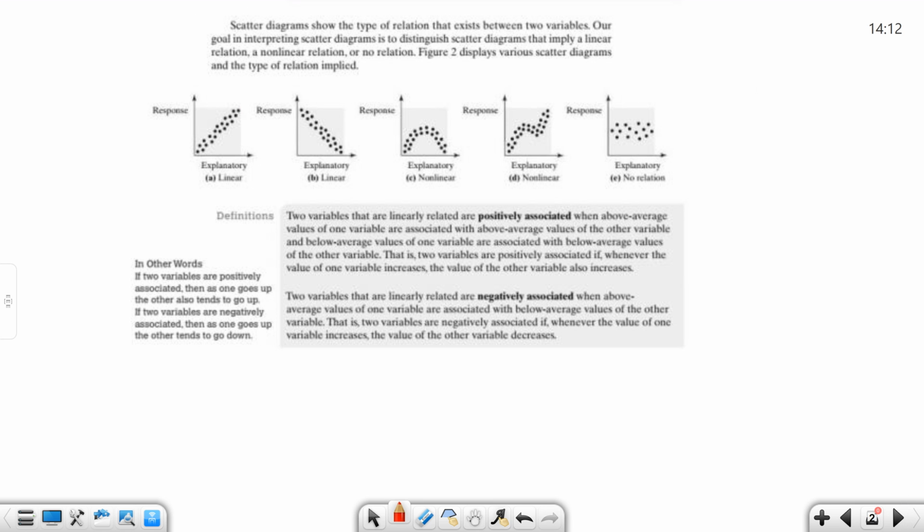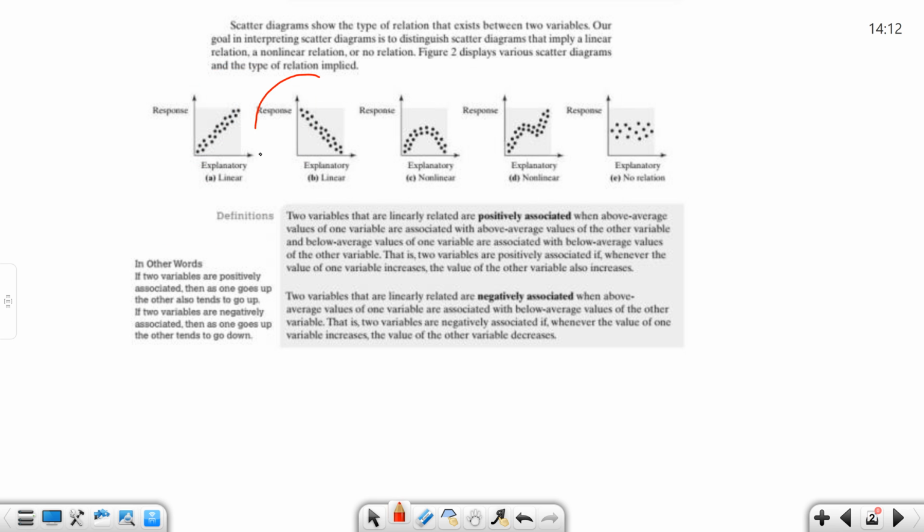Scatter diagrams show the type of relation that exists between two variables. Our goal in examining scatter diagrams is to distinguish scatter diagrams that imply a linear relation, a non-linear relation, or no relation. Figure 2 displays various scatter diagrams and the types of relations implied through them. In this one, the explanatory variable is on the horizontal, the response on the vertical, and this is linear. It's pretty much a straight line.